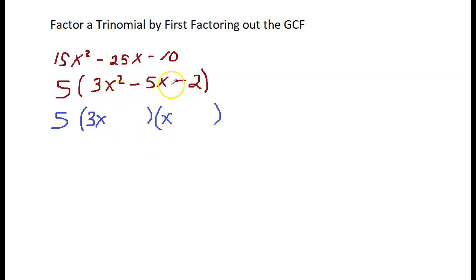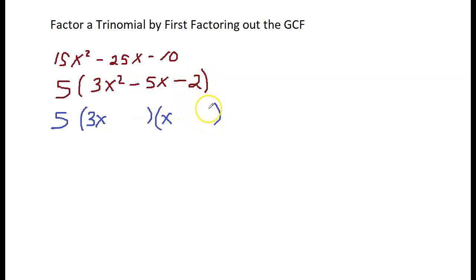All right, now because my last sign is negative, that means I'm going to have opposite signs. Why? The last one says they have to multiply to give me a negative. And the only way you can multiply two numbers and get a negative is if your signs are opposite, because a positive times a positive makes a positive, and a negative times a negative makes a positive. So the only way is for us to have opposite signs. I'm going to wait to put my signs in.